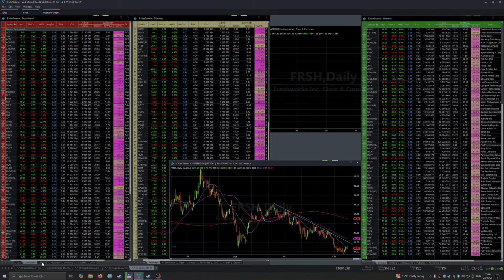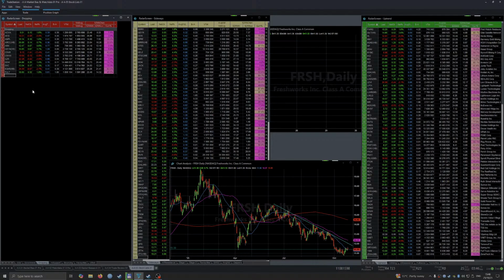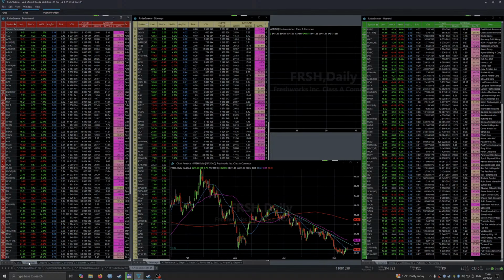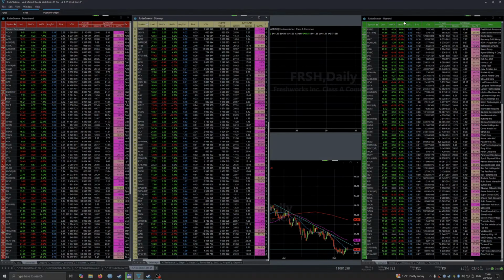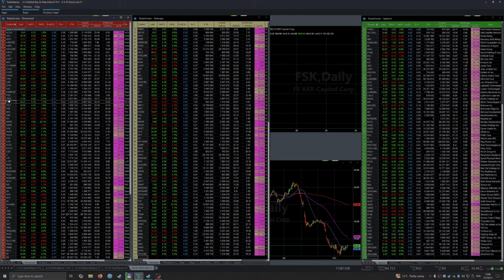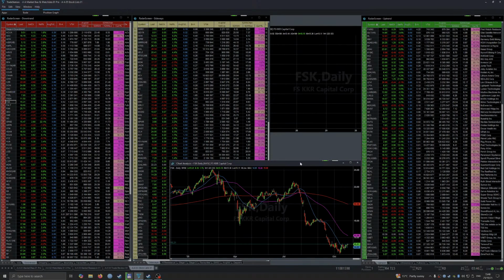So, this one stays here. Now, because this stock stayed on this table, I don't delete it from this page. Only if I move it to here or to here do I delete it from this one. So, next one, FSK.